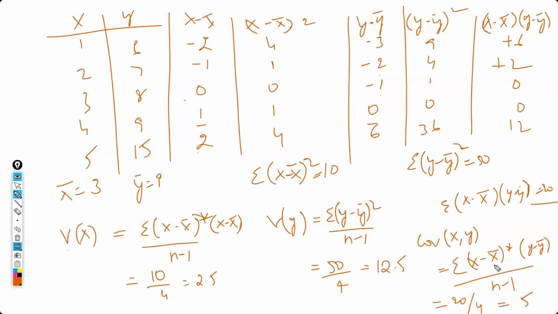Covariance here for variance of x: how are you going to calculate variance of x? It means x minus x bar whole square. Whole square means you are multiplying again with x minus x bar only. What is the meaning of x minus x bar whole square? It is x minus x bar into again x minus x bar, right? So variance of x is nothing but x minus x bar into x minus x bar, and then you apply the sum.